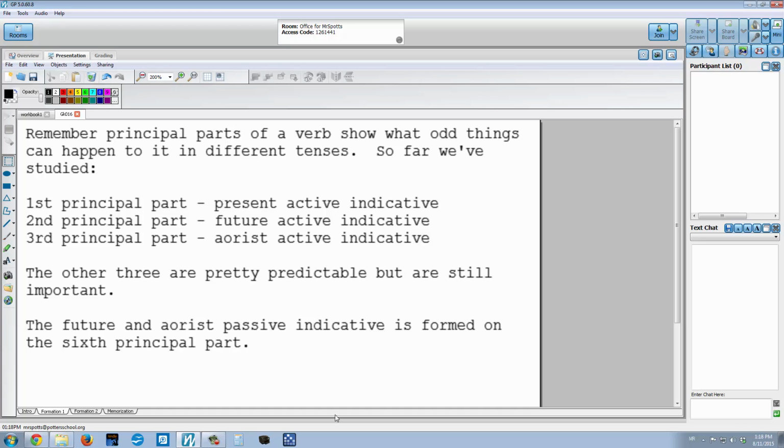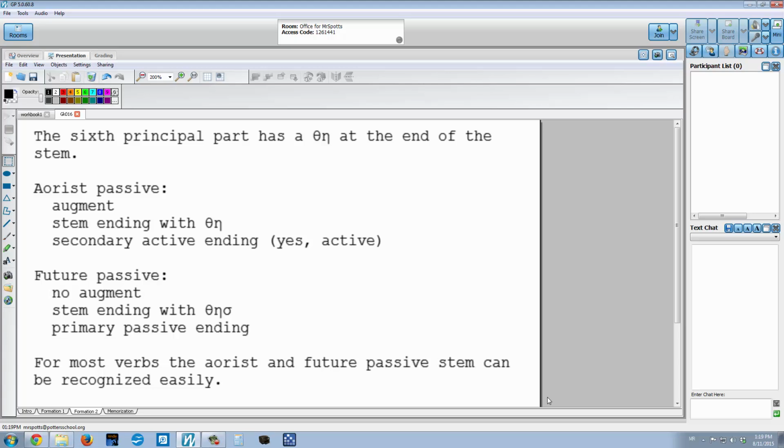Now the other 3 principal parts are pretty predictable, so different people have different attitudes about how thoroughly to study them, but they are still important. But usually their formation is pretty predictable. You may need to look up some of them, but others you might not need to. The future and aorist passive indicative will be formed on the 6th principal part. So we're skipping the 4th and the 5th parts for the time being, and we'll jump onto the 6th principal part. Now, the 6th principal part is easy to recognize because it has a theta eta at the end of the stem.